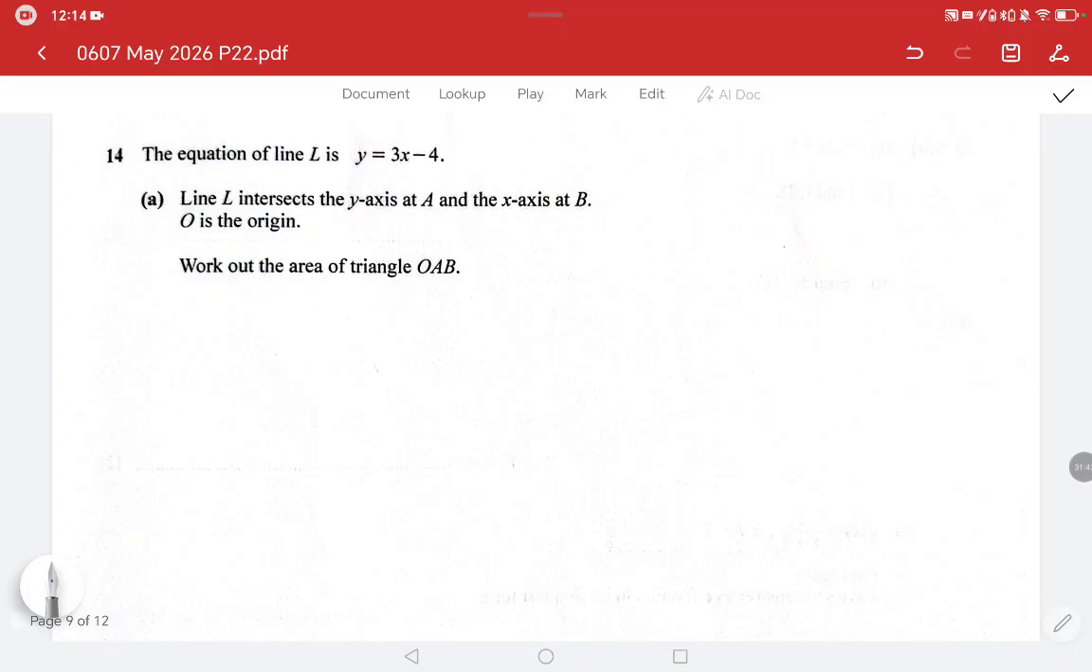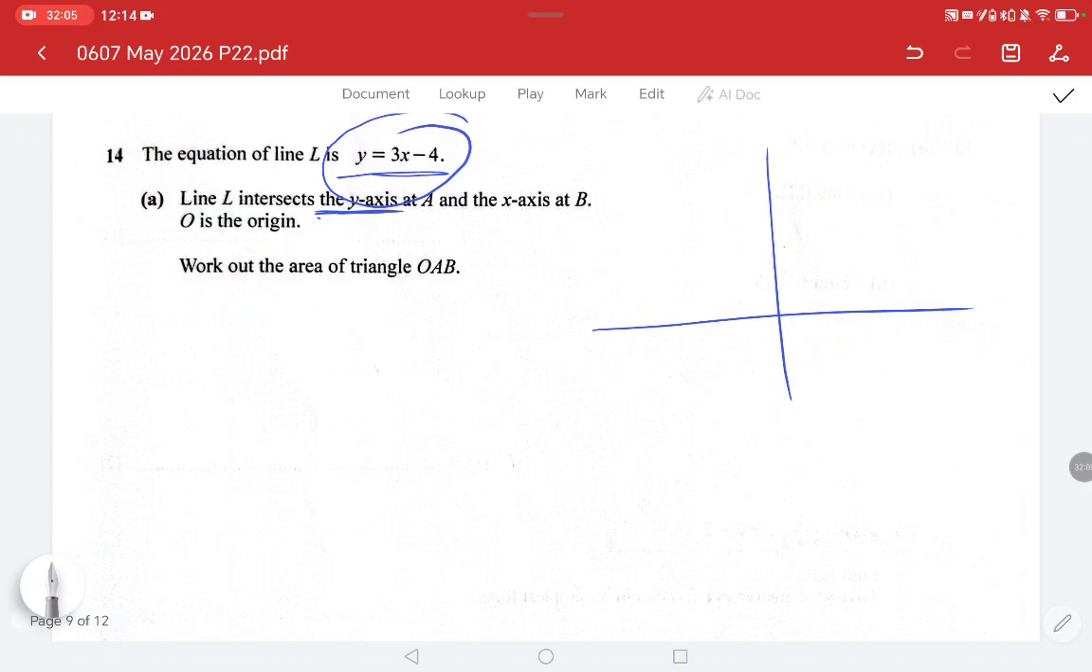Okay, so take it step by step. The line L intersected the y-axis. What does it mean, intersect y-axis? If you have here this line y, this is just to explain the idea. You don't have to draw, but it's usually better to draw for yourself. So this line, as you see, is increasing in this way and intersecting at -4 here. This is the y-intercept, -4. So this is line L, okay?